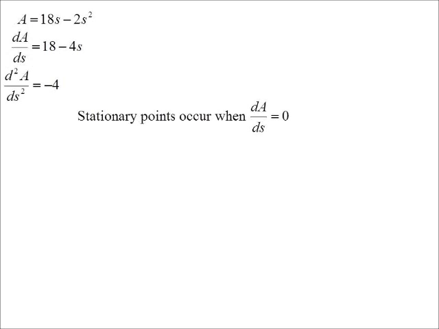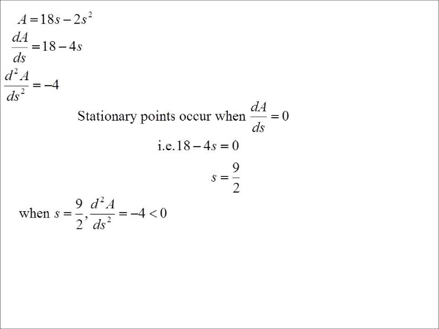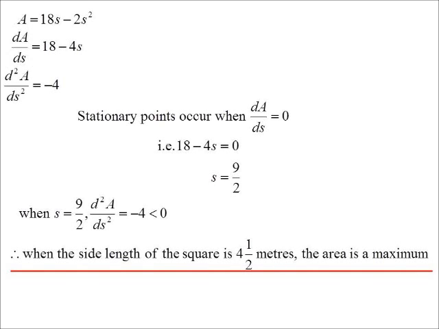We know the stationary points are going to occur when dA/ds equals 0. That's when s is 9/2. Well, the second derivative is a constant -4. Kind of makes sense, because if we've got a parabola, it's going to have a constant concavity. That's less than 0. So I know that when the side length of the square is 4.5 metres, the area is a maximum.